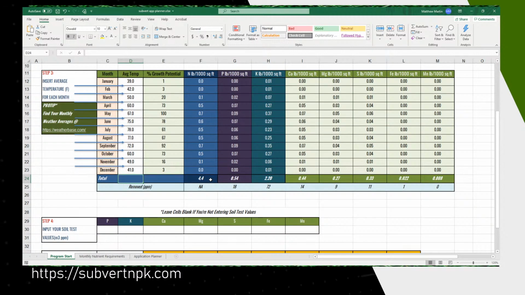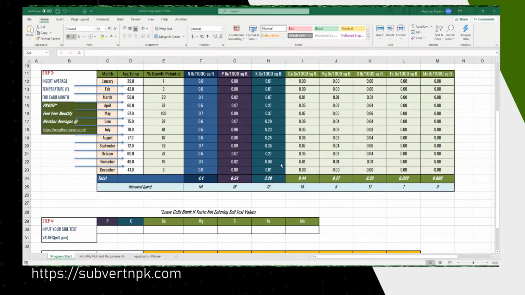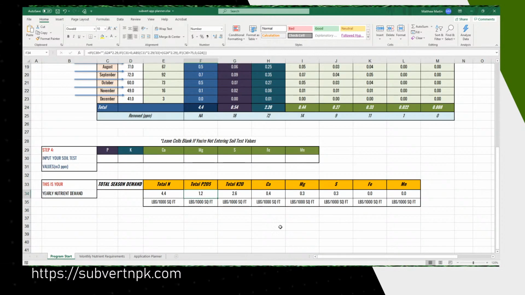a generalized recommendation that I need to apply roughly 4.4 pounds of N. I'm going to need 0.54 pounds of actual phosphorus. That's not P2O5. Remember, P2O5 is what we see on fertilizer bags, and P2O5 is not the same thing as actual phosphorus. So that's one thing to keep in mind, and I'll show you where on this sheet it actually takes that into account for you. So if you look at your P per pounds per 1,000 square feet, the recommendation is 0.54. But when you convert that to P2O5, that's actually 1.25 pounds of P2O5.